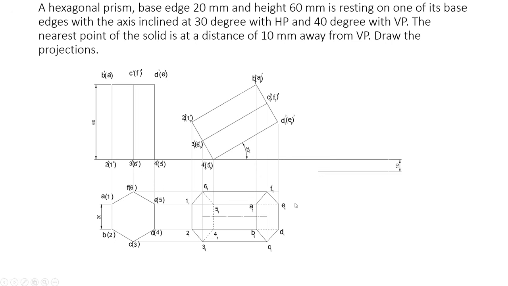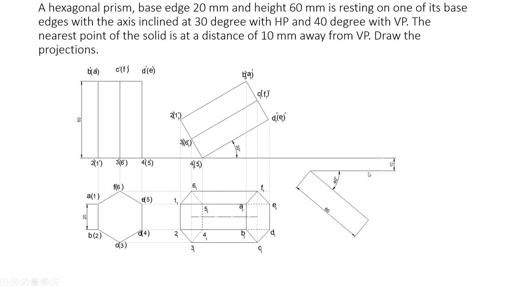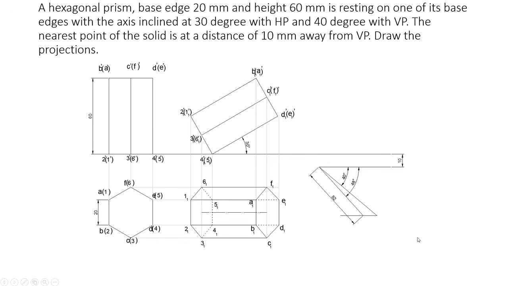Now it is given that the axis is inclined at 40 degrees with VP, and the nearest point of the solid is at a distance of 10 mm away from the VP. So first you mark a line at 10 mm away like this. Now draw the 40 degree line like this, having a length of 60 mm. From somewhere here you mark 60 mm at 40 degrees.